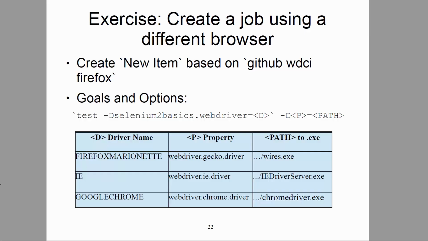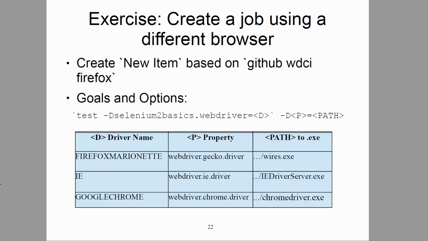So this time we're going to be using the create a new item based on a previous one. We're going to set up Selenium 2 basics.WebDriver property to configure the browser that we're going to use. But it's going to be one of the browsers that needs a driver. So Firefox Marionette or the IE or Google Chrome. So whichever one of these you have the driver installed for, work out which path you have it installed to, then configure your Jenkins job to use that browser and set the property for that path.